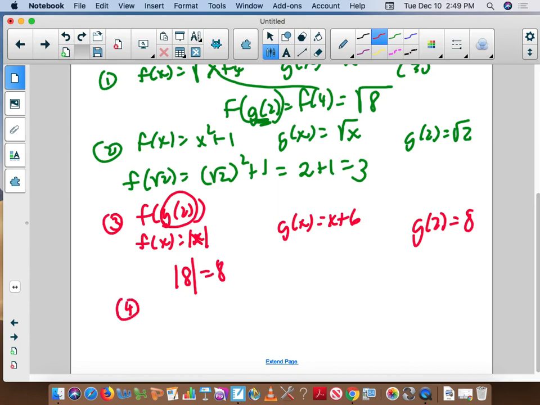And then number 4, f of g of 2. G of 2 was 5. And then I'm going to go f of x. My final answer is 1 over 5.